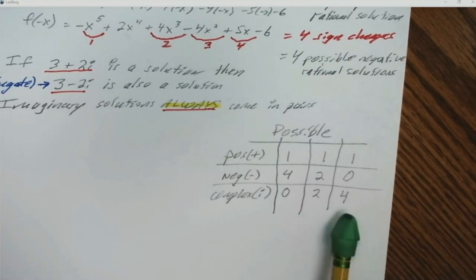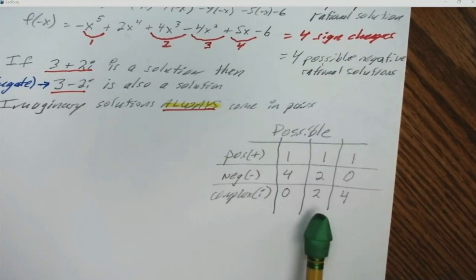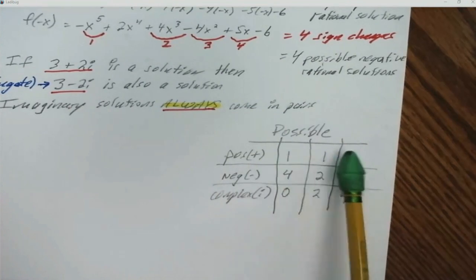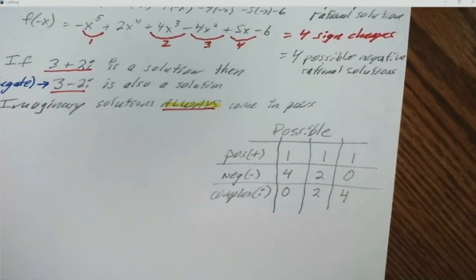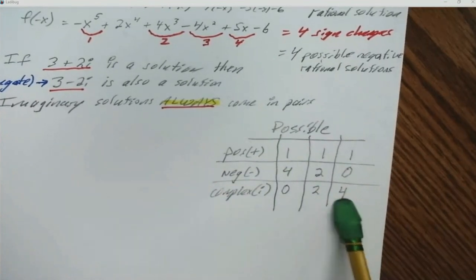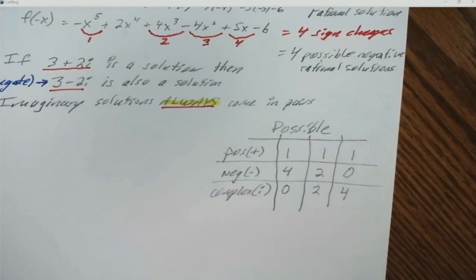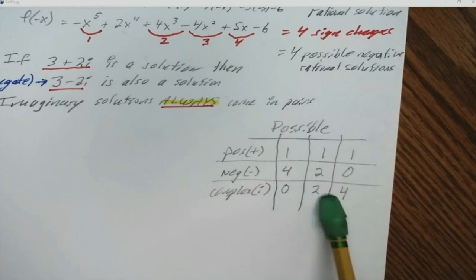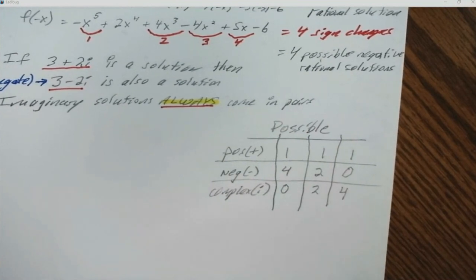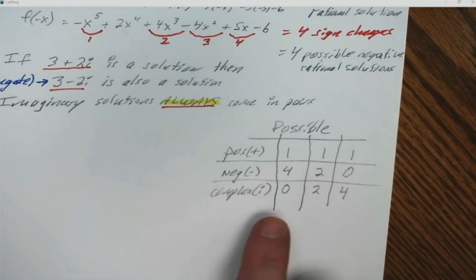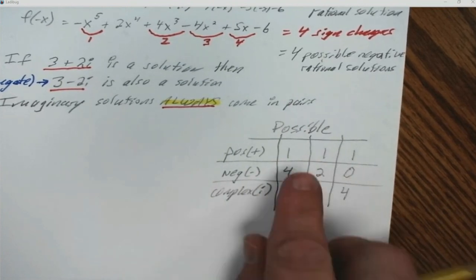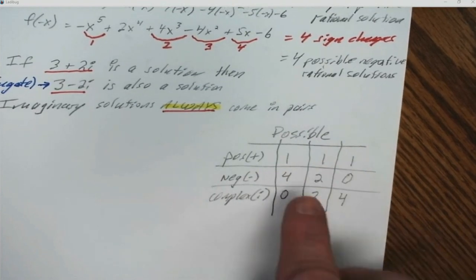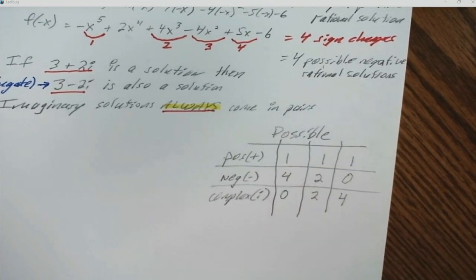These are the only possibilities. There's definitely one positive solution. There's either 4, 2, or 0 negative solutions based on how many of those solutions are actually imaginary numbers. Because imaginary numbers always come in pairs. So when you're figuring out what's possible, you have to deduct pairs. If this number is bigger than 1, it's possible it could be imaginary.